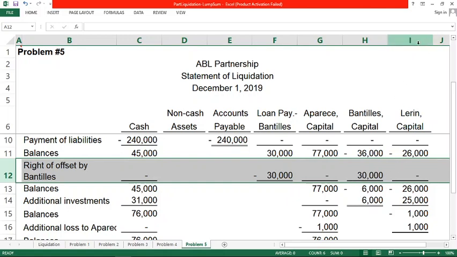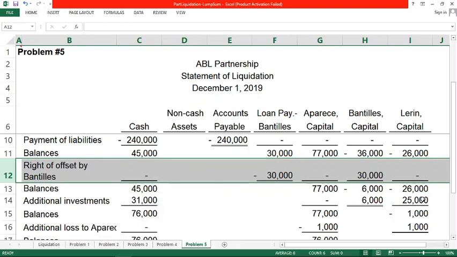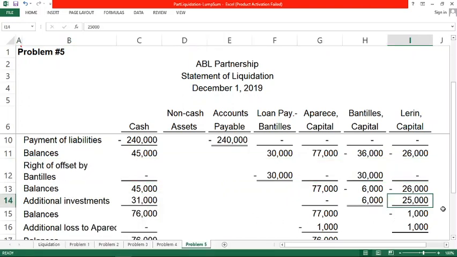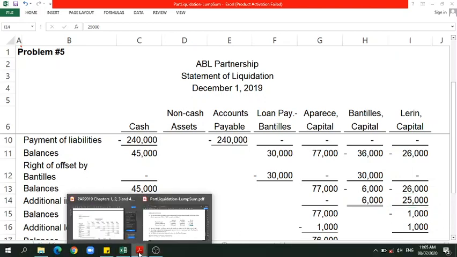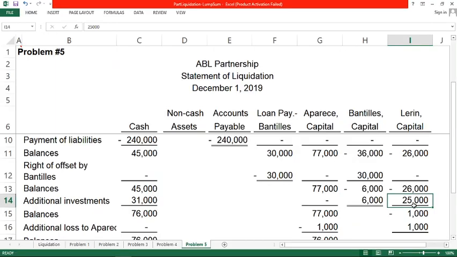Whereas si Lorraine, wala namang utang si partnership sa kanya, so kailangan niya talaga mag-invest para i-cover ang kanyang negative balance. But in this case, Lorraine only has 25,000 personal asset remaining kasi nga priority natin yung personal liability niya na 325. Ang laki naman pala utang. 325. Kaya 25 na lang yung naging net. So, may kulang pa rin siyang 6,000.